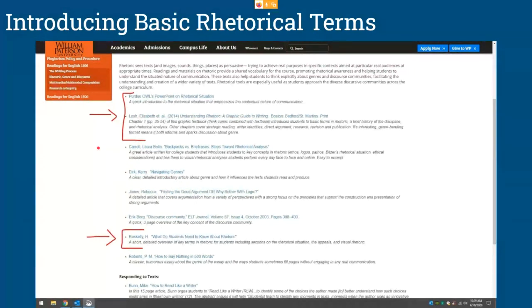So the first category of readings in the rhetoric section that I want to just touch on are the Purdue OWL PowerPoint, the Loesch reading, which is what I showed you the screen grab for. It's a graphic novel guide to writing and rhetoric. And the Ross Kelly reading, What Do Students Need to Know About Rhetoric. These three readings are going to introduce students to the very basic key terms and concepts in rhetoric. And I will explain in just a moment what I mean when I say the key terms and concepts in rhetoric. But these readings, all or some of them, can help students to get introduced to and to start to learn some of the basic terms, the concepts, the vocabulary.